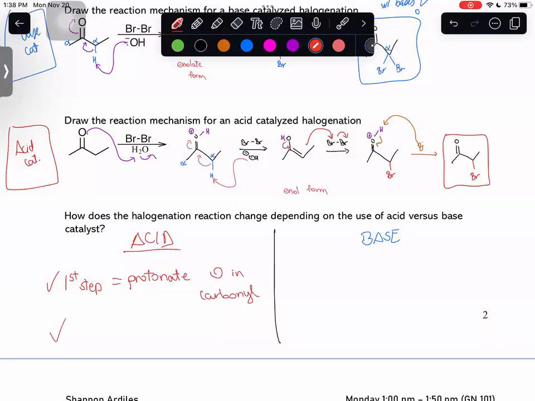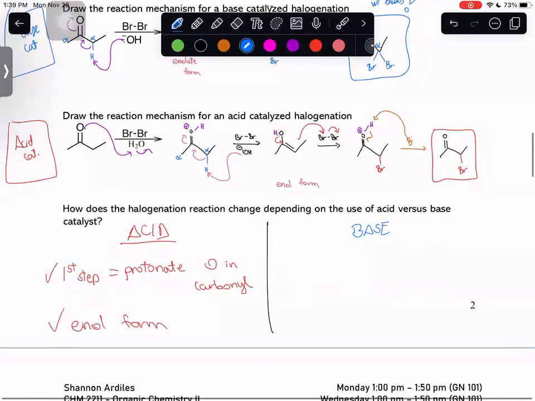Now what kind of tautomers do acids create? What's the name? It's the enol form, exactly. So yeah, but don't worry. It creates the enol. What about bases? What do bases create? Which kind of form? It creates the enolate, beautiful.